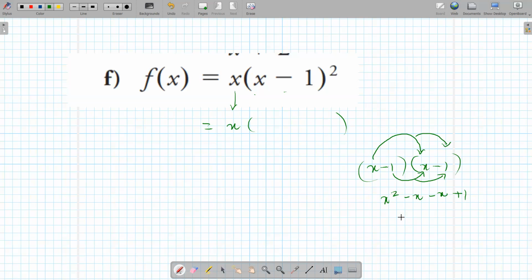Any like terms here? The x's, so we can add them up. So we get x squared minus 2x plus 1. So that's what x minus 1 squared is. Now we have an x on the outside. Let's open this. Again, you do it just like we did here. What's x times x squared?